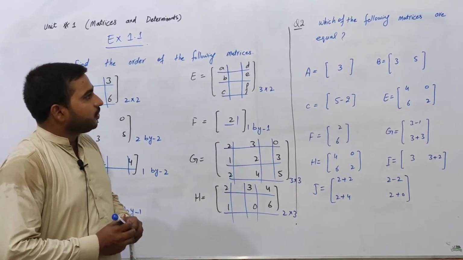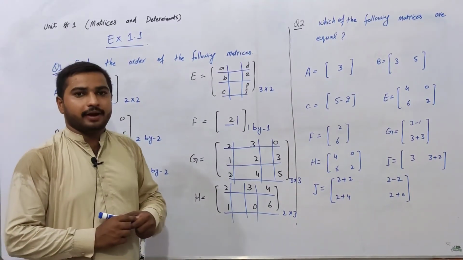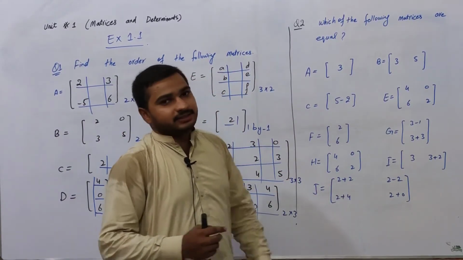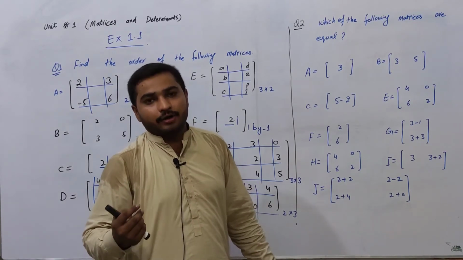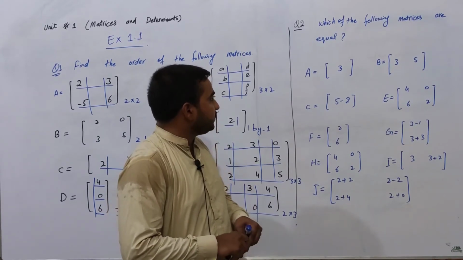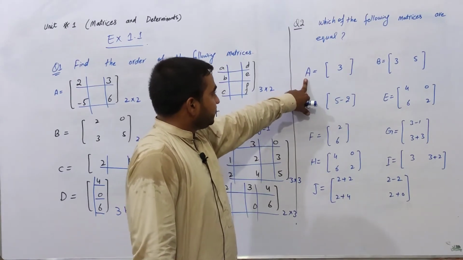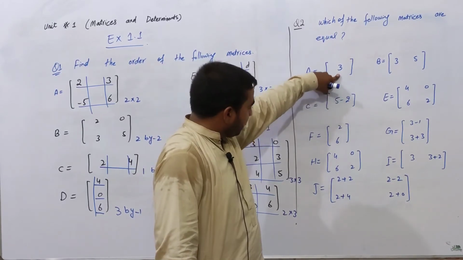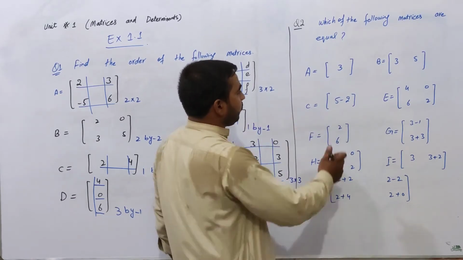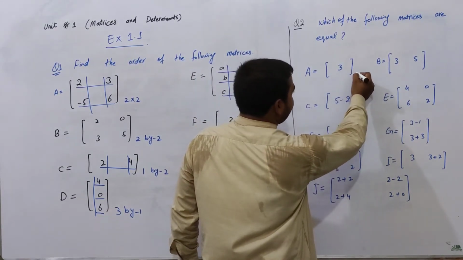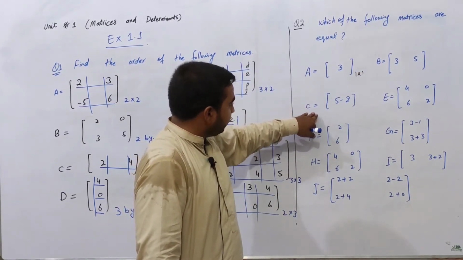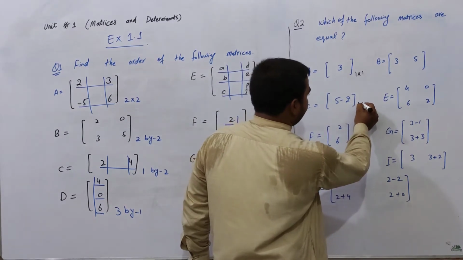In question number 2, which of the following matrices are equal matrices? According to the definition, we say that two matrices are equal if the order of the matrices remains the same and the corresponding elements are the same. The entry of A is 3, and we check all of these matrices having 3. First of all, we check the order. The order of A is 1 by 1, and we check other matrices having order 1 by 1. This one is C, having order 1 by 1.